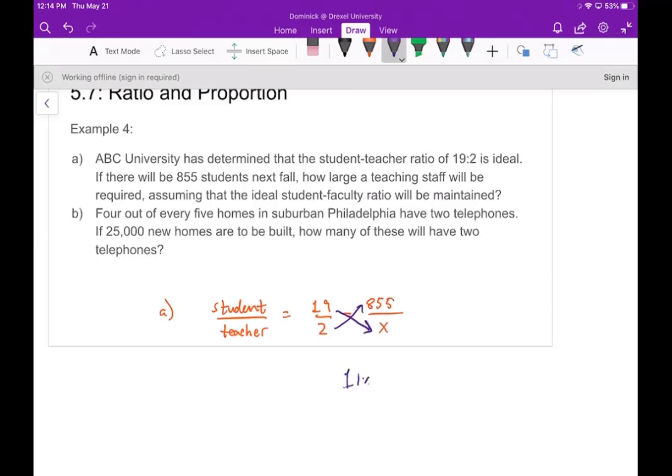We get 19 times x is equal to 2 times 855, which should give us, if I am correct, 1710. And if we divide that by 19, we get that x is equal to 90. So that means that we need 90 members of the teaching staff if we have 855 students and want to maintain this student-teacher ratio.